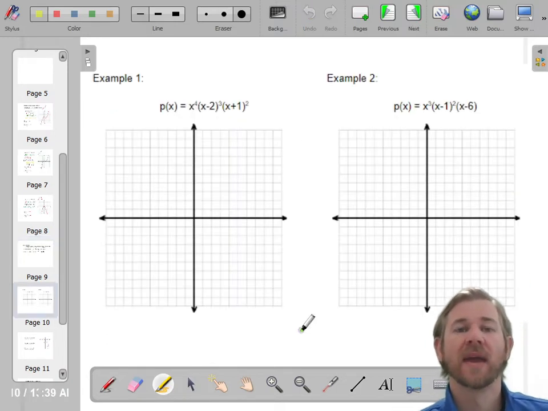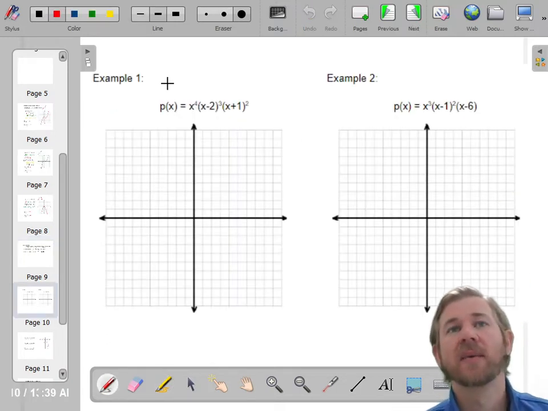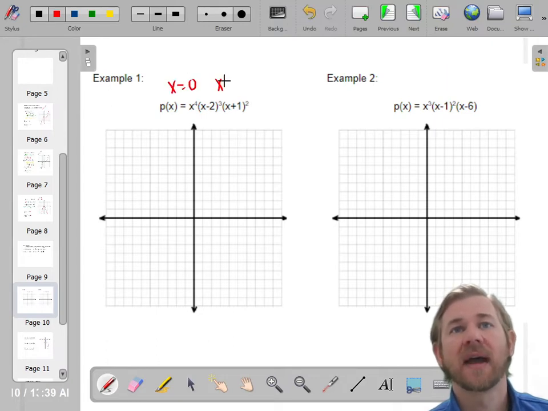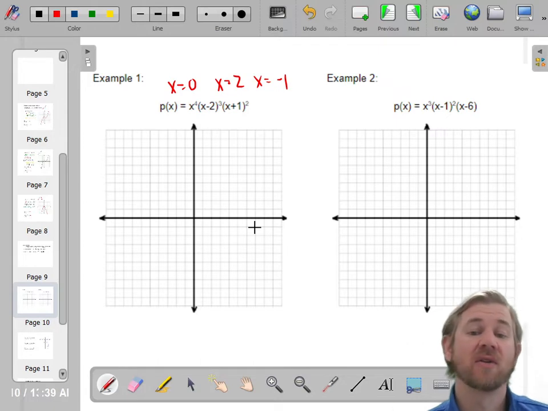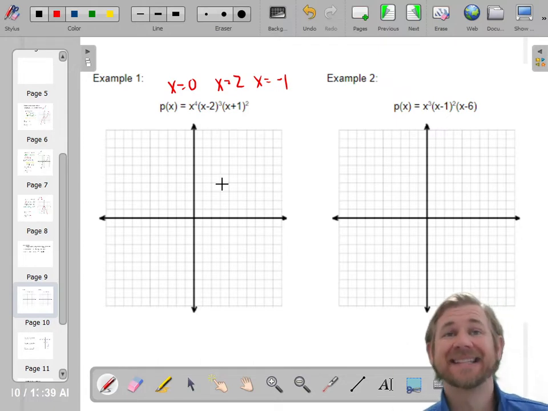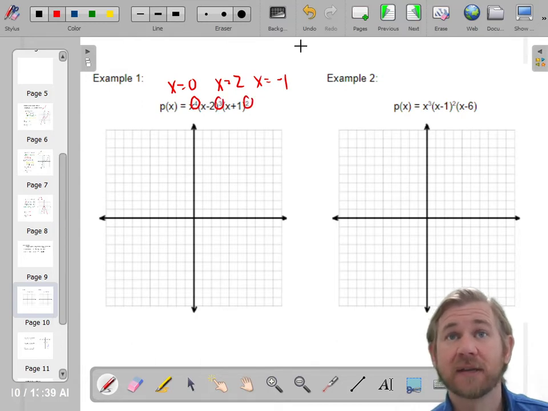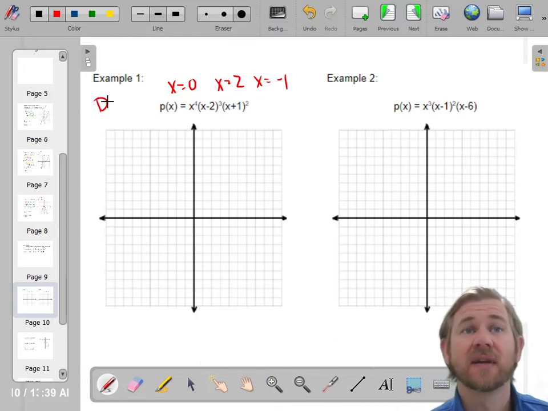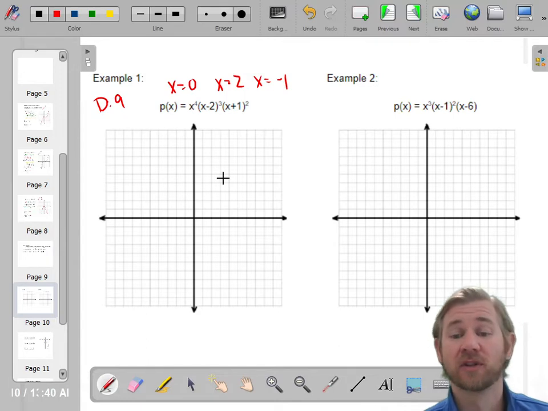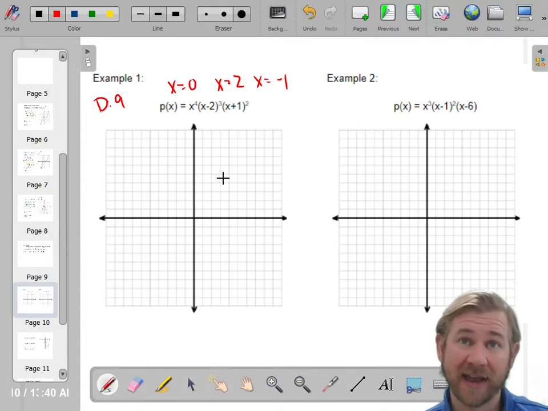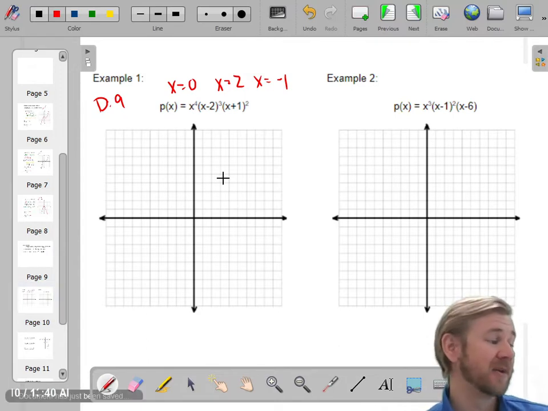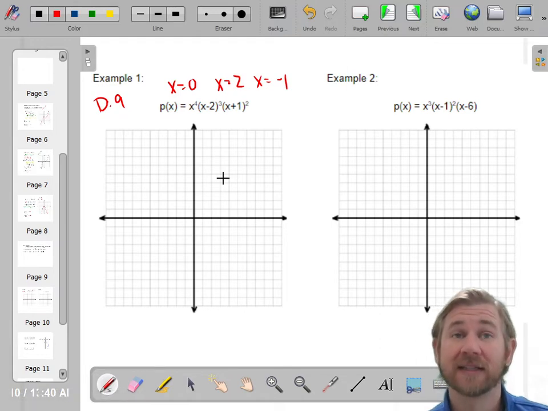So we have zeros. These are already in factored form. We have zeros at 0, at 2, and at negative 1. Now we need to know what the degree of the whole polynomial is, and since this is in factored form, we're just going to add up the exponents. So 4 plus 3 plus 2, this is a degree 9 polynomial. If you were to expand it all out, you would end up with an x to the 9th at the beginning. I have no interest in doing that, but it is a thing that you could do.